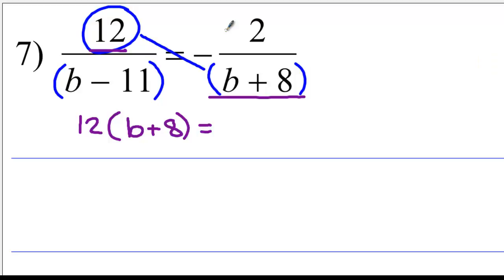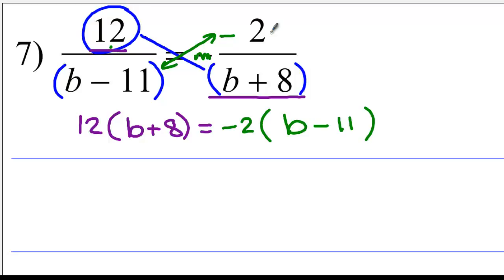By the way, that's negative. Just make the 2 negative. So here's the 12, and that's the b plus 8 right there. That's what I did. You're going to do the same thing for the other one. So you're going to take the negative 2, and then that's b minus 11.